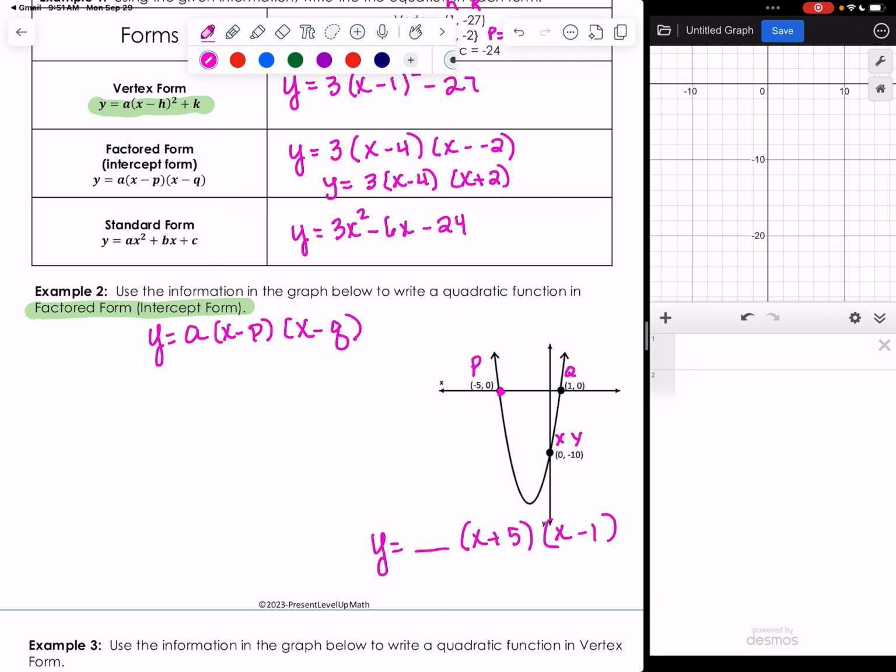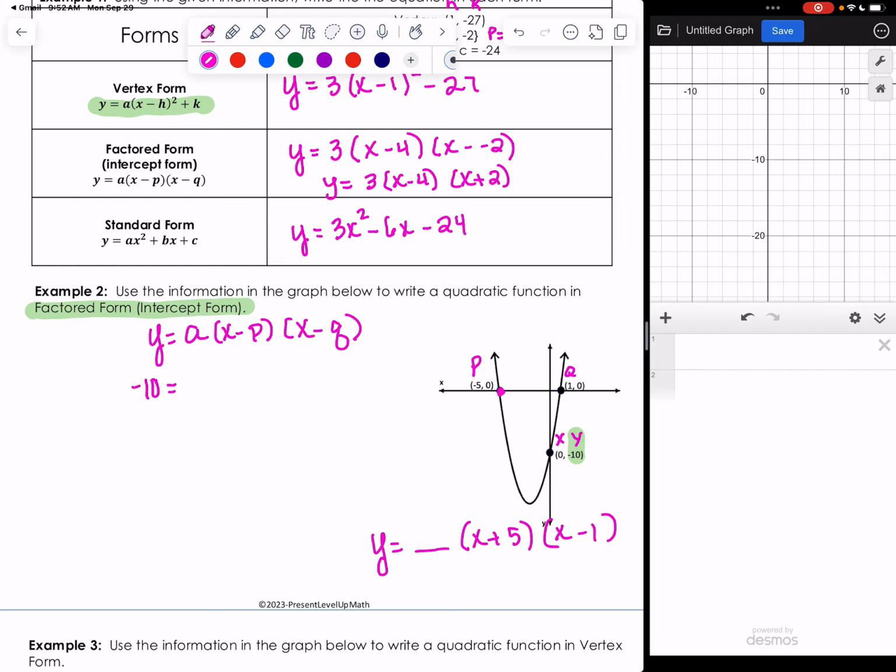So what we're going to do now is plug these values into our equation, y equals a times (x minus p) times (x minus q). So for the y, I'm going to plug in this y value, negative 10.